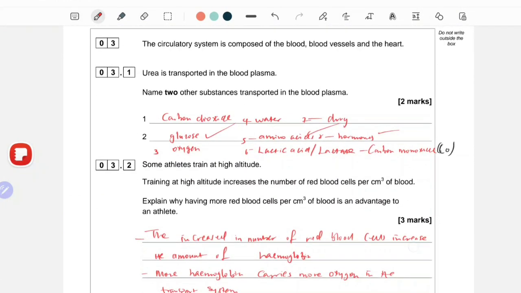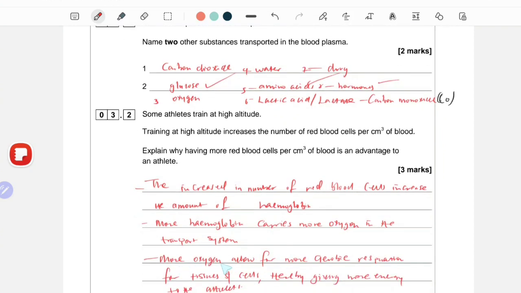This is because the increase in number of red blood cells increases the amount of hemoglobin. What will hemoglobin do? More hemoglobin carries more oxygen in the transport system, which is what they need. So more oxygen allows for more aerobic respiration in the tissues and cells, thereby giving more energy to the athlete. Can you see the sequence?